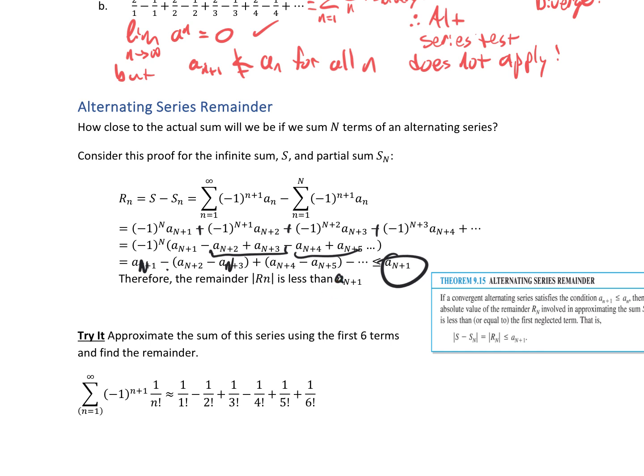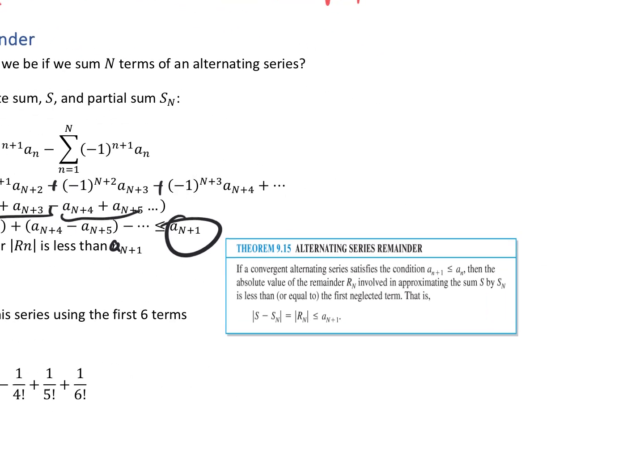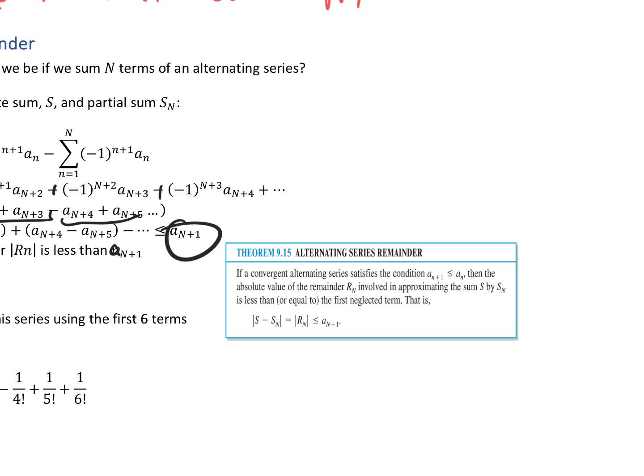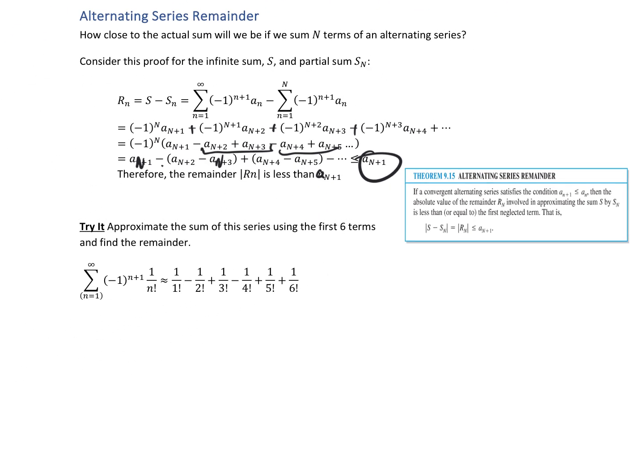Big picture, we get this leftover piece, and the leftover piece is smaller than the next a sub n value, a sub n plus 1. This is what we call the alternating series remainder. So if you stop at some value n, then the difference is the remainder, and that's going to be less than a sub n plus 1. And this will be more important down the road, but let's get a feel for it here.